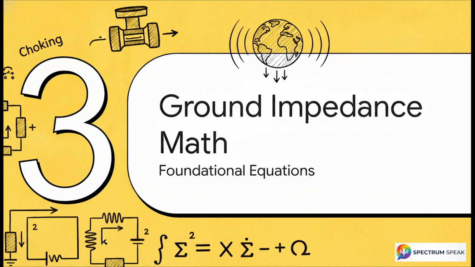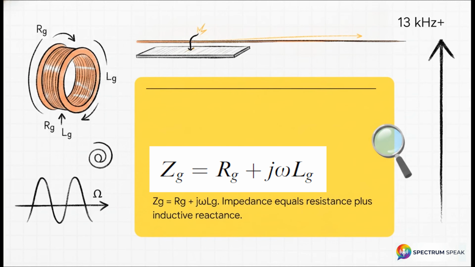Which brings us to Section 3, the math of ground impedance. To truly understand that choking valve, we need to dive into the math. We're going to treat these foundational equations with absolute rigor so you never have to guess at a ground path again. Look closely at equation 3.1.